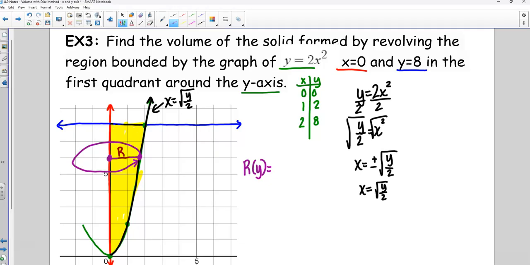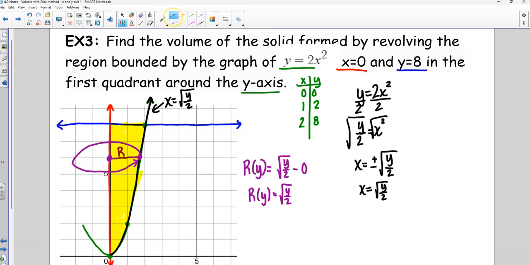Okay, so capital R of y is going to be, we want to do right minus left on this one. So the right side is on the equation, square root of y over 2. And then left is on the y-axis, which is 0. Today, that second number is always 0. Tomorrow, it's not always 0. So be on the lookout for that. It's not always 0. So our radius is just square root of y over 2.